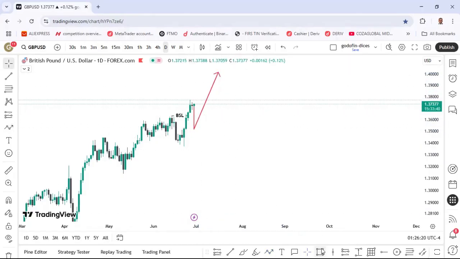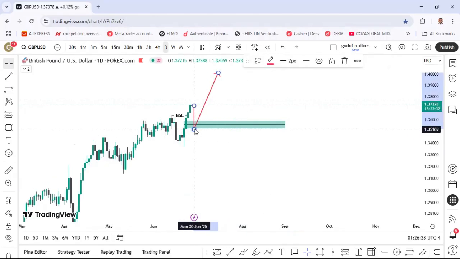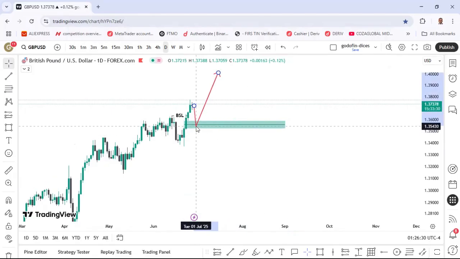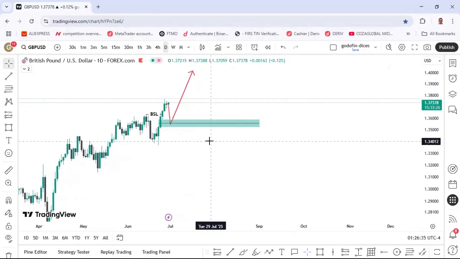Most especially, we're seeing that we have a fair value gap sitting at this point, right? So if GU is not very impulsive going into this week, this is what we want to see. This will be our drawn liquidity.